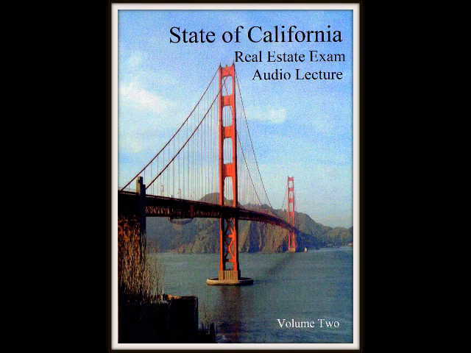Now, the form used to enforce a mechanics lien action must be recorded to be effective. And this is where they'll test you. Once again, a mechanics lien must be recorded to be effective. A mechanics lien is a lien against the property itself. The property cannot be transferred until the obligation is paid and the title becomes clear.